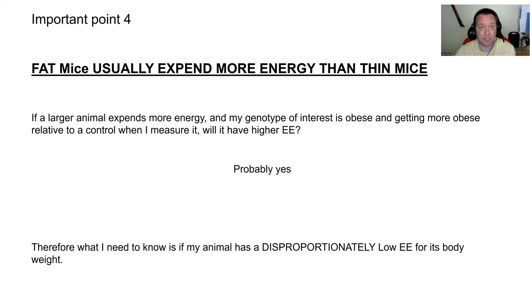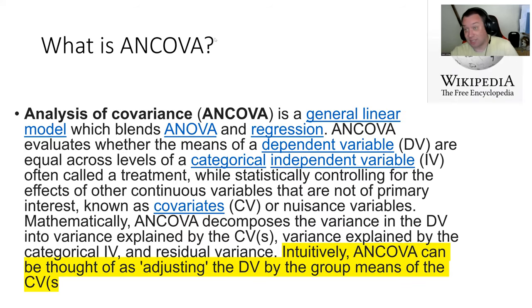And that's where ANCOVA comes in, because that's what ANCOVA does. It allows us to adjust this dependent variable, energy expenditure, which we can see can be higher or lower depending on how obese the animals are, and adjust it for the body weight, and let us analyze it as though all of the animals weighed the same. And that's what we're really looking to do. But the good thing about ANCOVA, which is different to simply dividing by body weight or by ratios, is it allows you to put in that intercept on the y-axis and therefore have a slope that represents all of your animals.